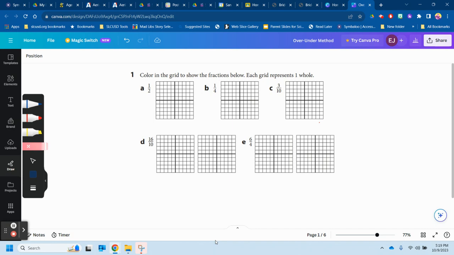So they're asking us to color these grids, and let me just go over. This is one grid, we call it a flat. Each square is 100. This first line would be 1/2. This would be a half, and the other side would be a half. So let me erase that.